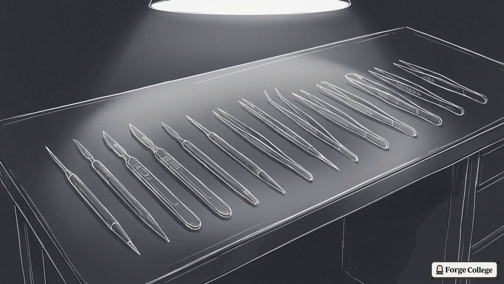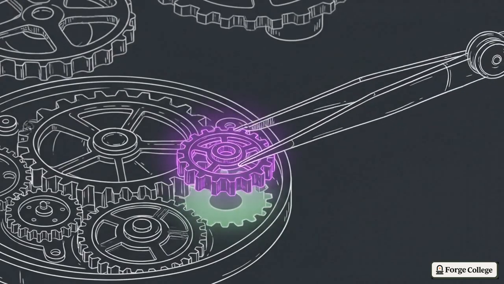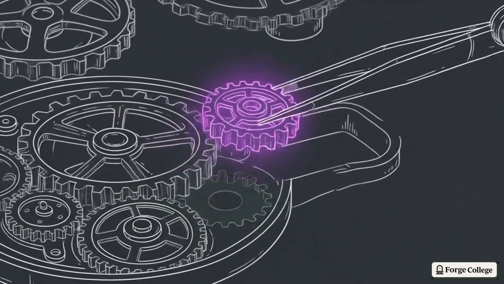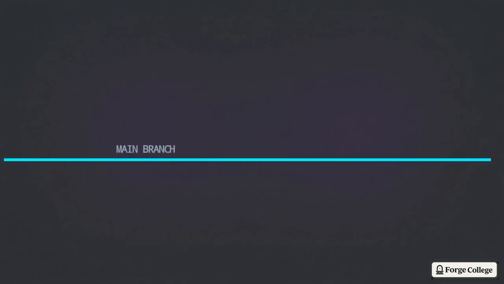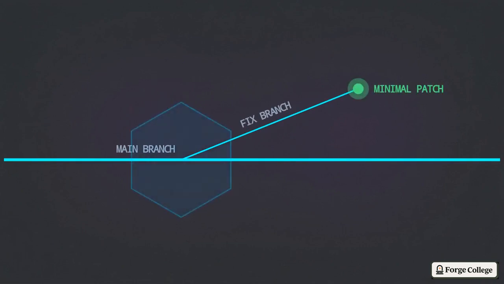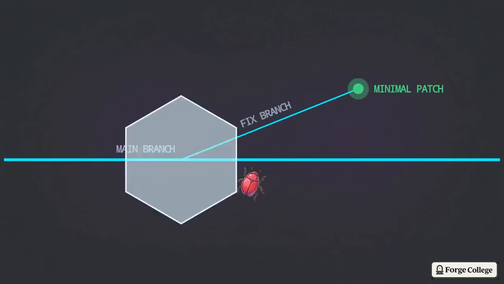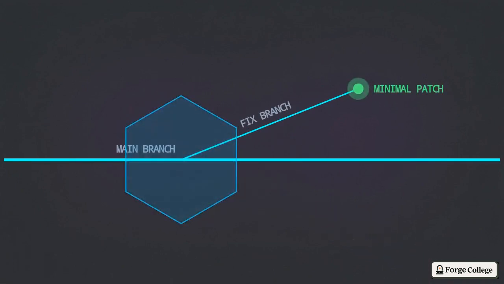With the problem identified, we move on to the actual repair. The rule here is to use digital tweezers, not a sledgehammer. You want to keep your patch incredibly minimal. You make a single, isolated change on a separate branch of your code. This prevents any new, unrelated issues from sneaking into the system.